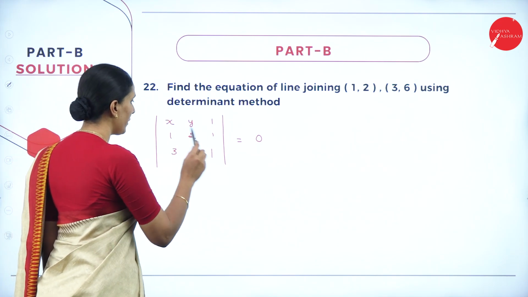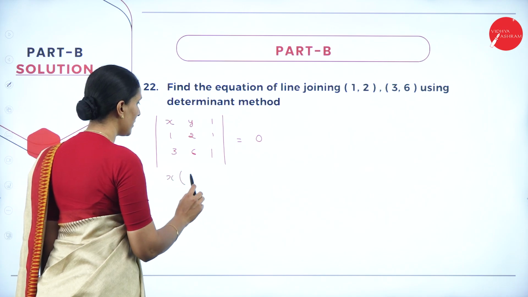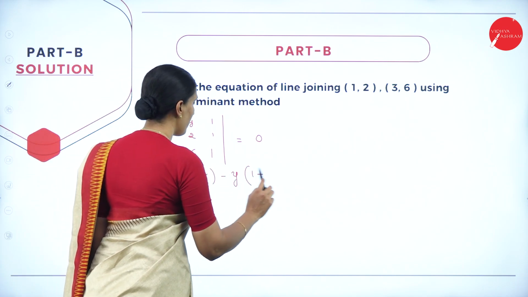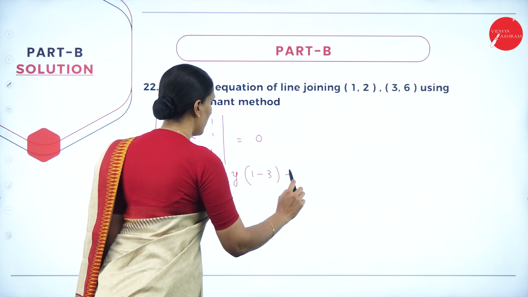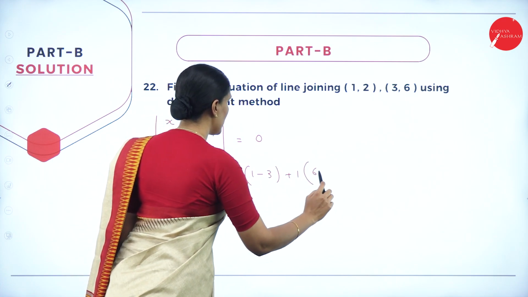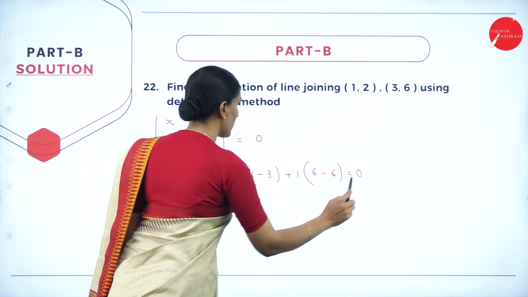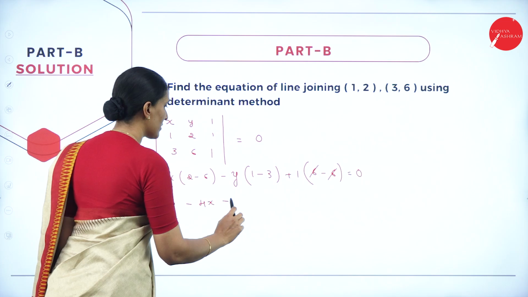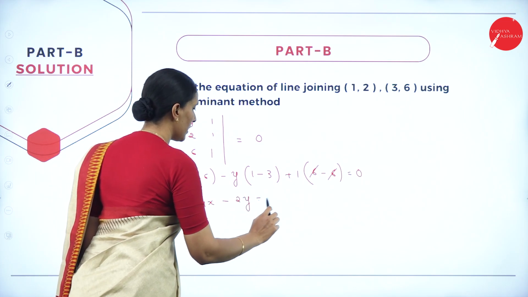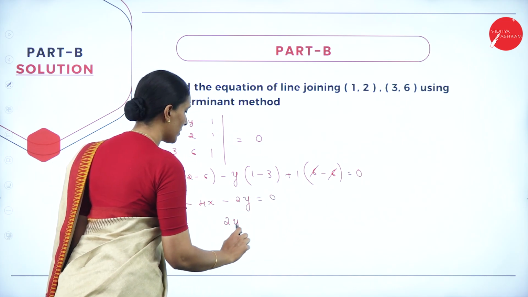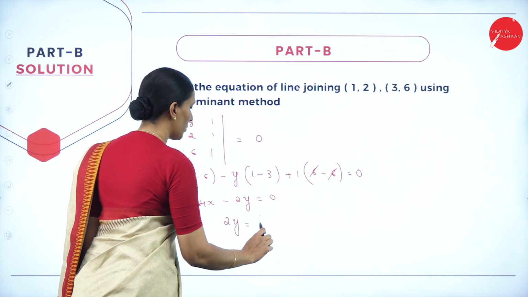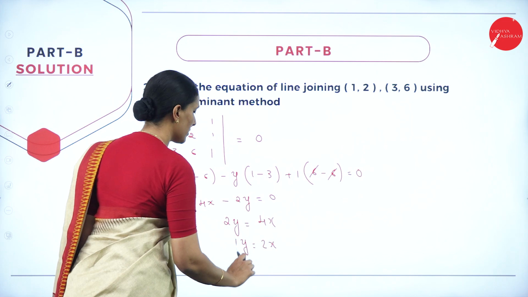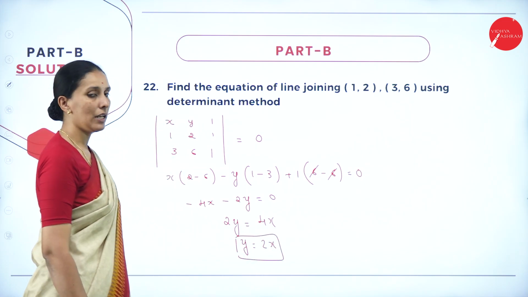Now when we expand the determinant, it is x into (2 minus 6) minus y into (1 minus 3) plus 1 into (6 minus 6) is equal to 0. So here this is 0. So we have minus 4x minus 2y is equal to 0, or we can write 2y is equal to minus 4x, or y is equal to minus 2x. So this is the equation of the given line.